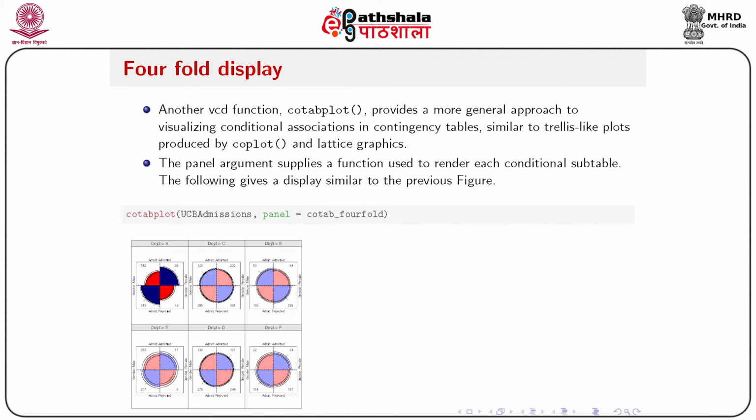Another vcd function is cotabplot, which provides a more general approach to visualize the conditional association in a contingency table, similar to trellis-like plots produced by coplot and lattice graphics. The panel argument supplies a function used to render each conditional subtable. The following gives a display similar to the previous figure. Say cotabplot UCB admission, panel equals cotab_fourfold, and that will give almost the same as what we got by the fourfold function that we used.